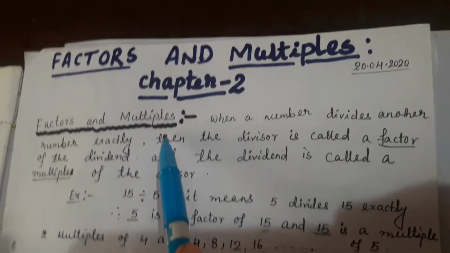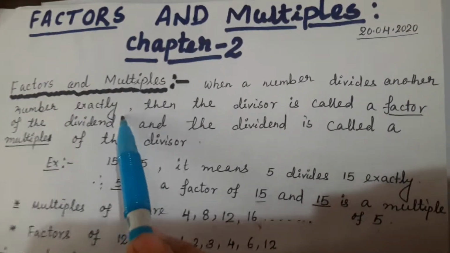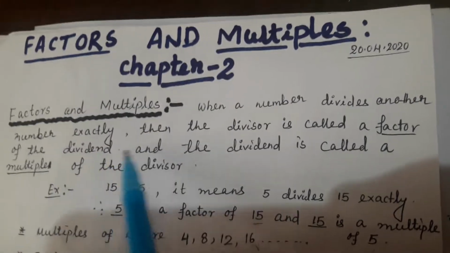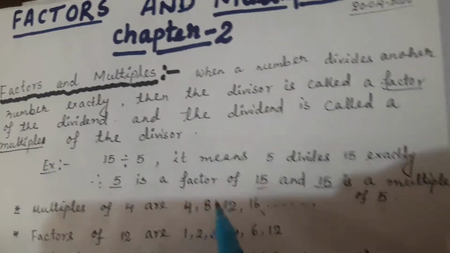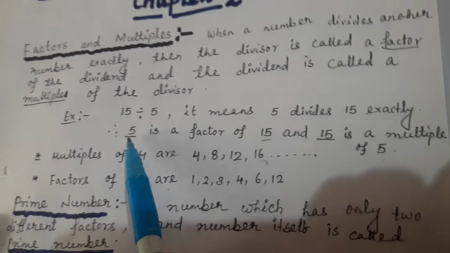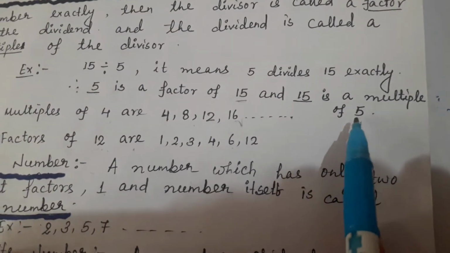Factors and multiples. When a number divides another number exactly, then the divisor is called a factor of the dividend and the dividend is called a multiple of the divisor. See, 15 divided by 5. It means 5 divides 15 exactly. Here 5 is a factor of 15 and 15 is a multiple of 5.